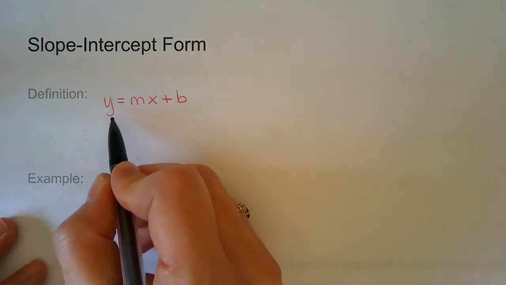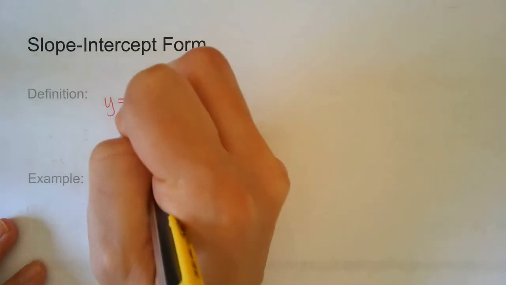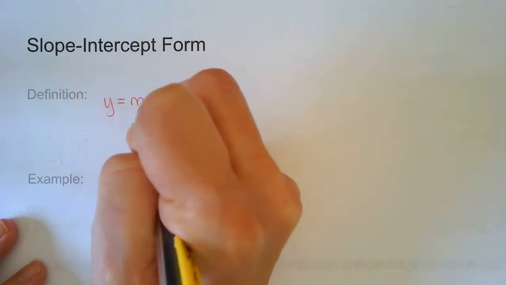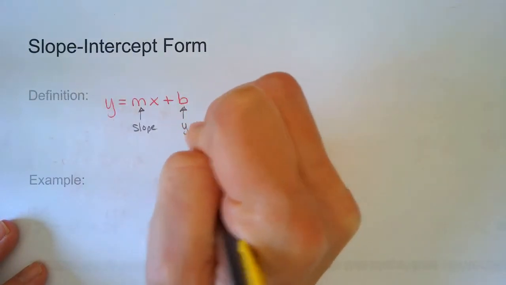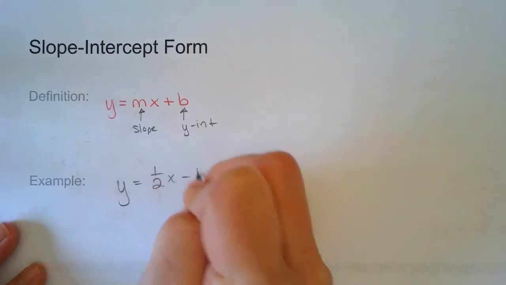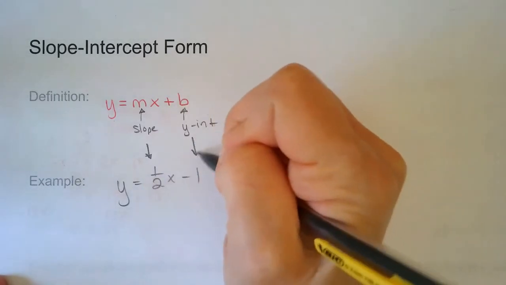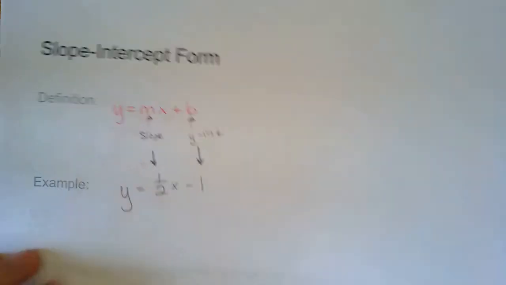Remember, slope-intercept form is where you're solving for y every time, okay? This number in front of your x would be your slope. This number behind here by itself would be your y-intercept. So for example, this is in slope-intercept form. Your slope would be 1/2. Your y-intercept would be negative 1.